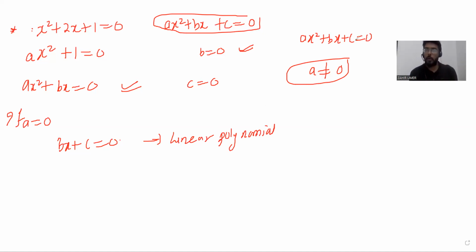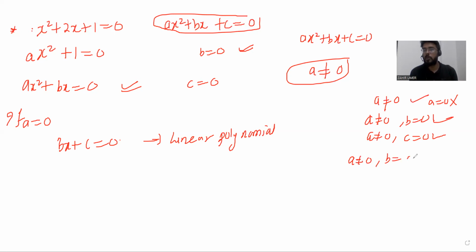So a is equal to 0 is not possible. a not equal to 0 with b equal to 0 is possible. a not equal to 0 with c equal to 0 is possible. a not equal to 0 with both b and c equal to 0 is also possible: x square is equal to 0. It is also a quadratic equation, having roots plus minus 0.